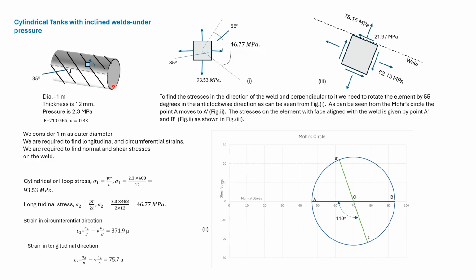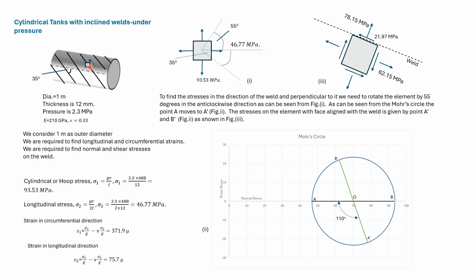This is a cylindrical tank under pressure which has inclined welds. We are given the angle of the welds to the horizontal, and we are required to find out the stresses that act on the welds. So we can find out the hoop stress and the longitudinal stress that will act on this element.